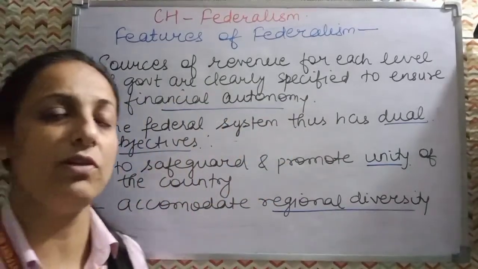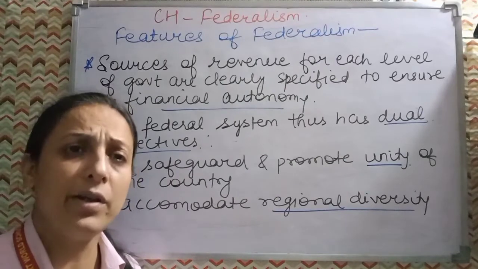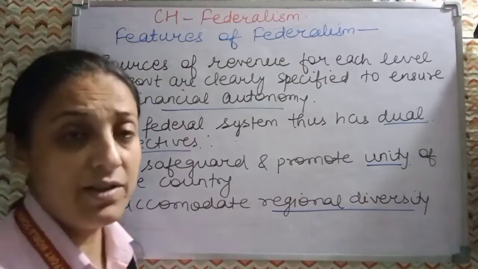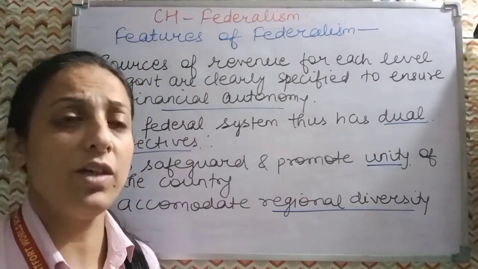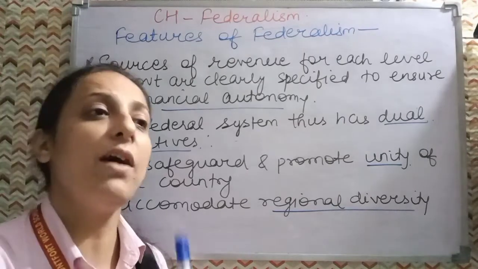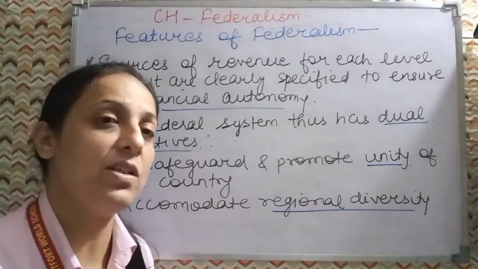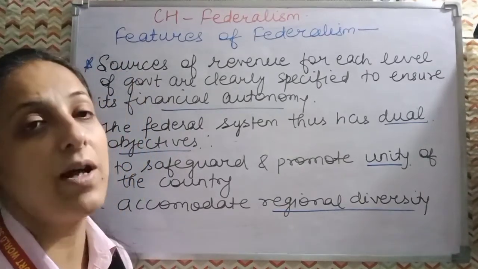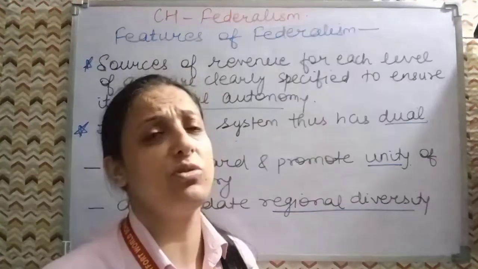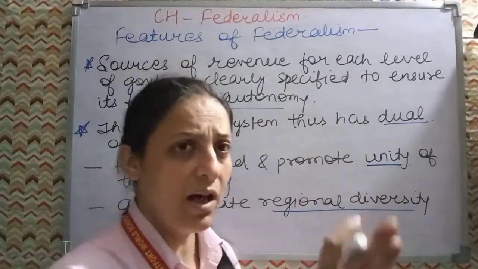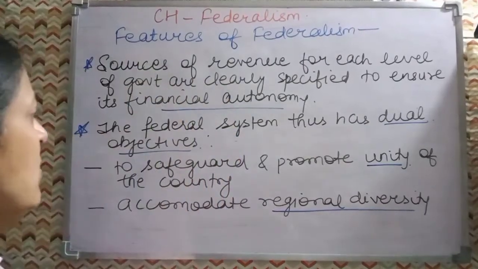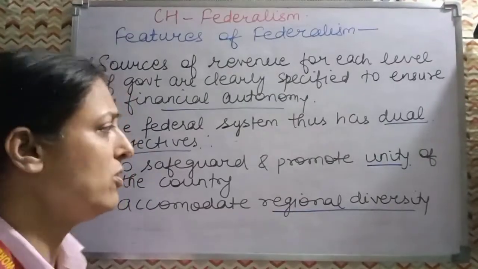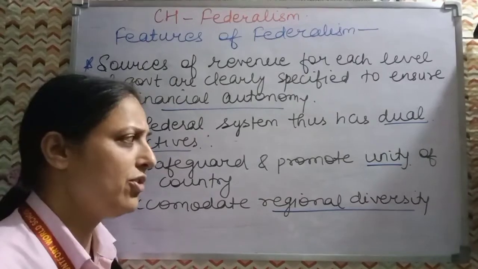If we see our country, different states are there. Punjab, Haryana, Tamil Nadu, Maharashtra, they have different cultures. So we have diversity, but still we are united. So we are unity in diversity. How? Because we have given powers to the states. Different states have their powers, so that's why they are unified under one umbrella of the nation, that is, the Indian nation. So the federal system has a dual objective: to safeguard and promote unity, as well as to accommodate regional diversity.